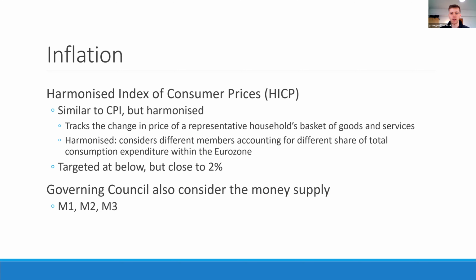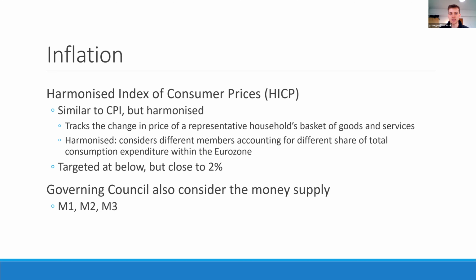So firstly, inflation and price stability. In order to track the progress on price stability, they examine the HICP, or the Harmonized Index of Consumer Prices. Now, the HICP is very similar to CPI, or the Consumer Price Index, but it's harmonized to account for the structure of the Eurozone. It's similar to CPI in the sense that it's a Laspeyres price index. So they define a basket of goods and services for a representative household, and then track the changes in the price of that basket relative to a base year.